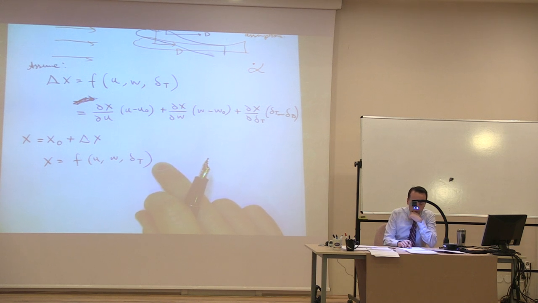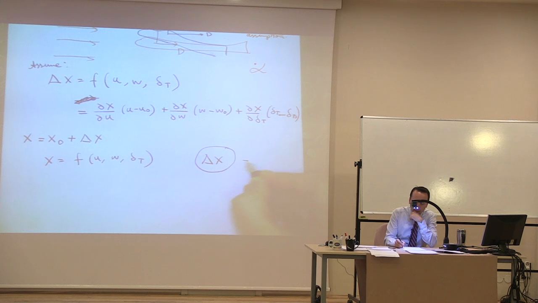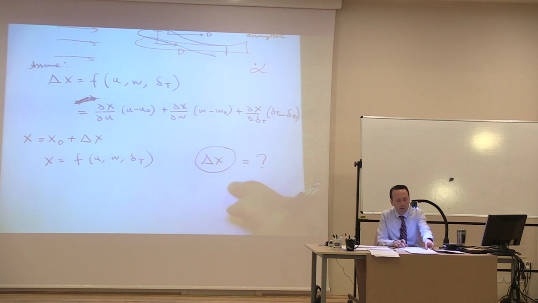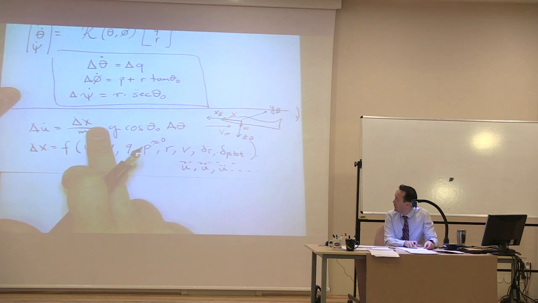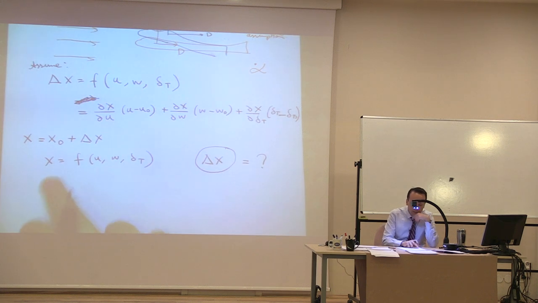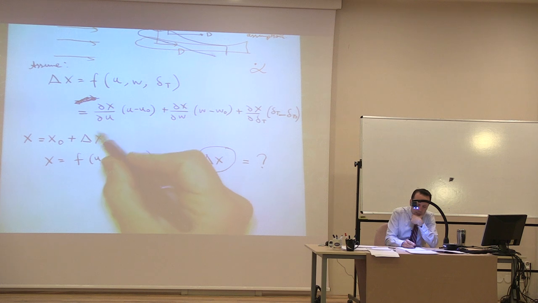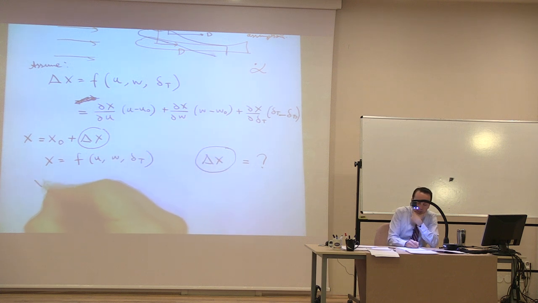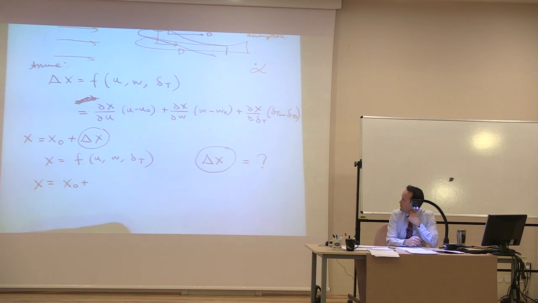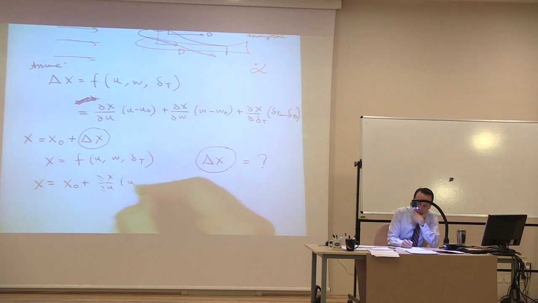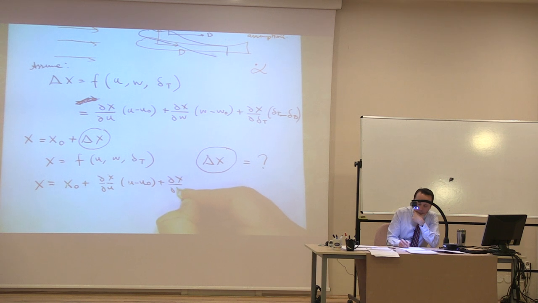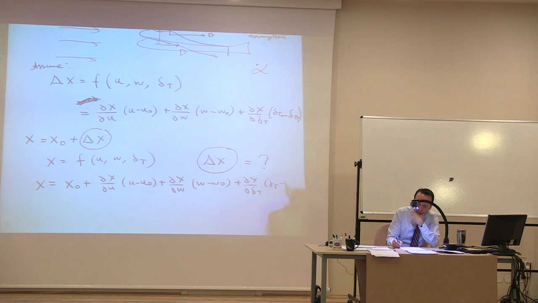But I need this for my equations. I don't have that. I need this for my equations, right? In all my equations, I have this. Look at my del u dot. I have delta x. I need the perturbation. I don't need the whole x. So if x is a function of that, then I really need this part of my perturbation. So you could actually write this one. Maybe this makes more sense. X is equal to x0 plus this delta x, which is this part. It will be del x del u times u minus u0, plus del x del w times w minus w0, plus del x del delta t times delta t minus delta t0.